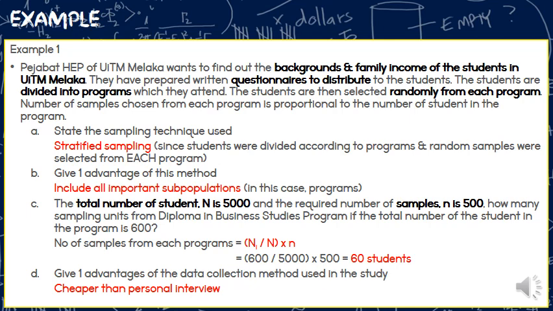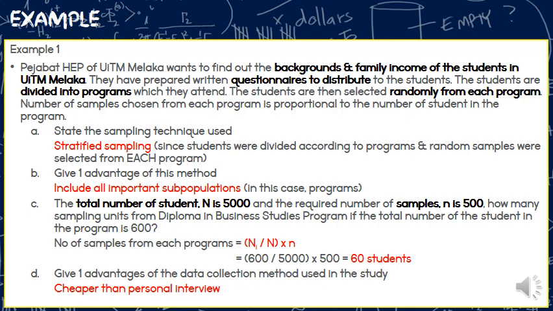So, dia bagi awak a question. Where dalam soalan ini, dia kata pejabat HEP, UiTM nak find out about background and family income of the students in UiTM Melaka. They prepare questionnaire to distribute to the students, and dia juga bagi tahu students are divided into programs. And dia kata student are randomly selected from each program. So untuk chapter 1 ni sebenarnya most of the answer yang soalan tanya ada di dalam soalan tu sendiri. Okay. So, saya highlightkan beberapa benda.